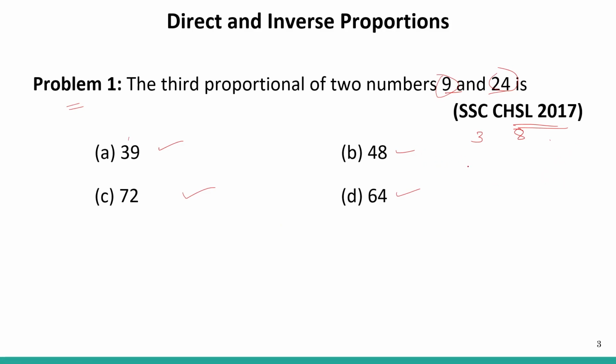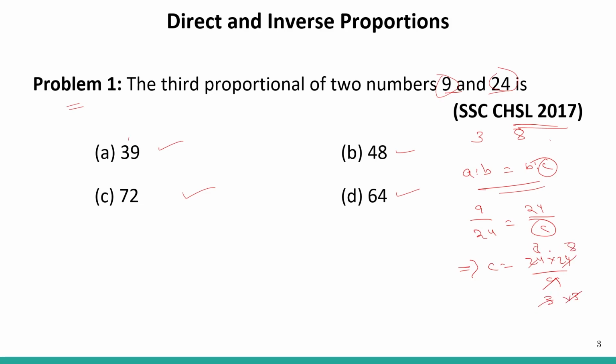Since what we want to calculate here is, if A is to B is equal to B is to C, we want to calculate C here. Given that A is 9 and B is 24, that is equal to 24 is to X, that is unknown here, or we can also write C. So this implies that C is equal to 24 into 24 by 9. So 3 into 3 cancels with 24, and we are left with 8 into 8, which is equal to 64. So 64 is the correct answer.